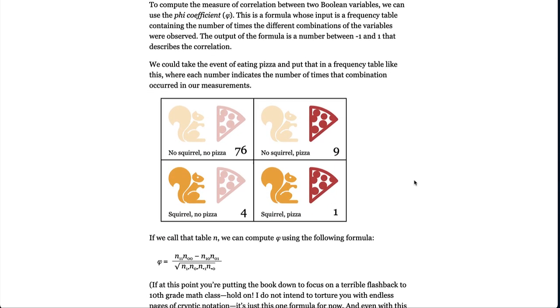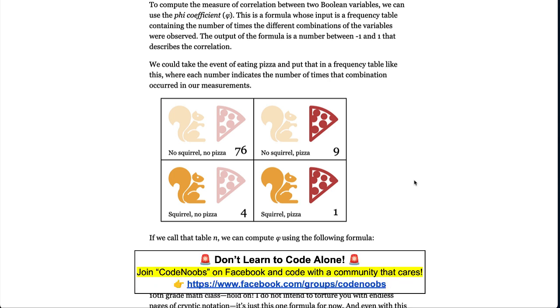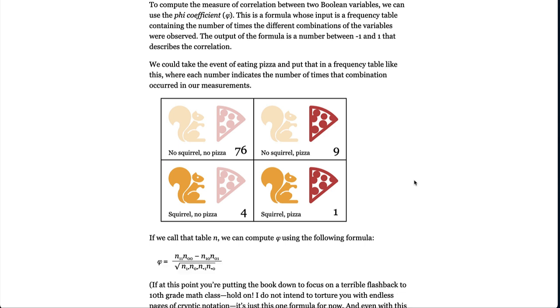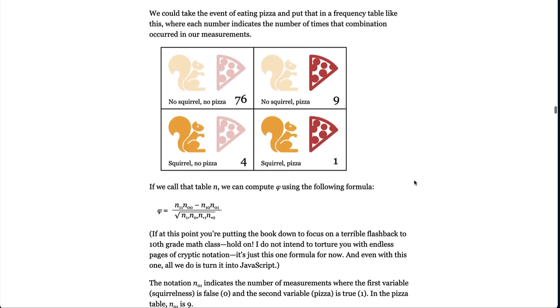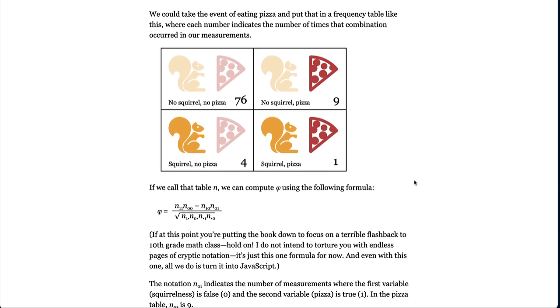To compute the measure of correlation between two Boolean variables, we can use a phi coefficient. This is a formula whose input is a frequency table containing the number of times the different combinations of the variables were observed. The output of the formula is a number between -1 and 1 that describes the correlation. We could take the event of eating pizza and put that in a frequency table like this, where each number indicates the number of times that combination occurred in our measurement. If we call that table n, we can compute phi using the following formula.